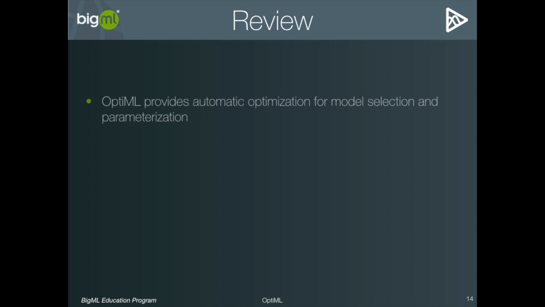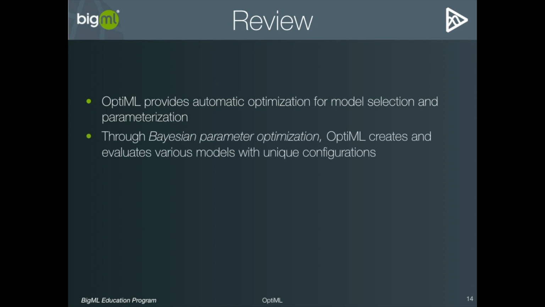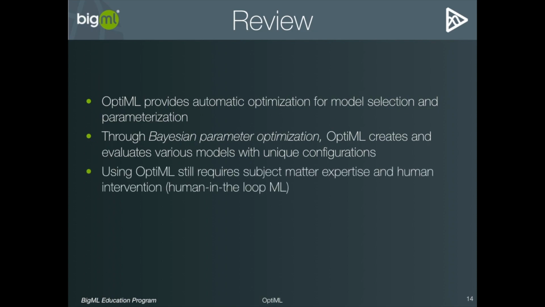To summarize this tutorial, we learned that OptiML provides automatic optimization for model selection and parameterization. Automating these processes saves time and effort for any machine learning practitioner, whether you're an expert or just getting started. Through Bayesian parameter optimization, OptiML creates and evaluates various models, each with unique configurations. While OptiML removes much of the tedious and manual work, there is still the need for subject matter expertise and human intervention, or human-in-the-loop machine learning. Overall, OptiML can help you solve many supervised learning problems.